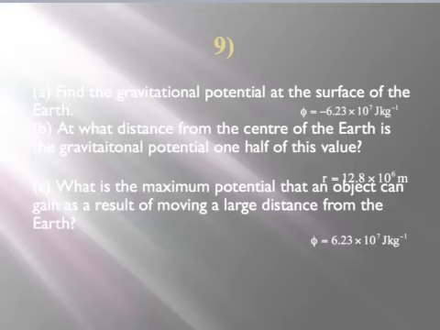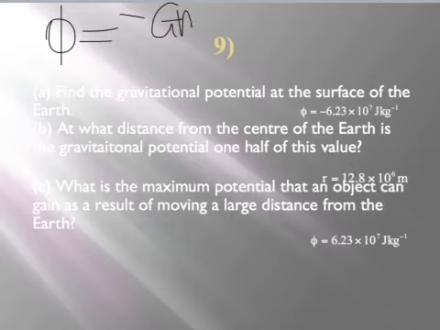Okay, so now we're up to question 9. Find the gravitational potential at the surface of the Earth. Right, so all we're going to do is use the expression we've come to hopefully become familiar with. Phi is negative big G big M over R. Plug in the numbers, negative 6.67 times 10 to the negative 11 times 5.98 times 10 to the power of 24 for the mass of the Earth, and divide it by 6.4 million meters for the radius of the Earth, and you should get 6.23, the three significant figures, times 10 to the 7 joules per kilogram.